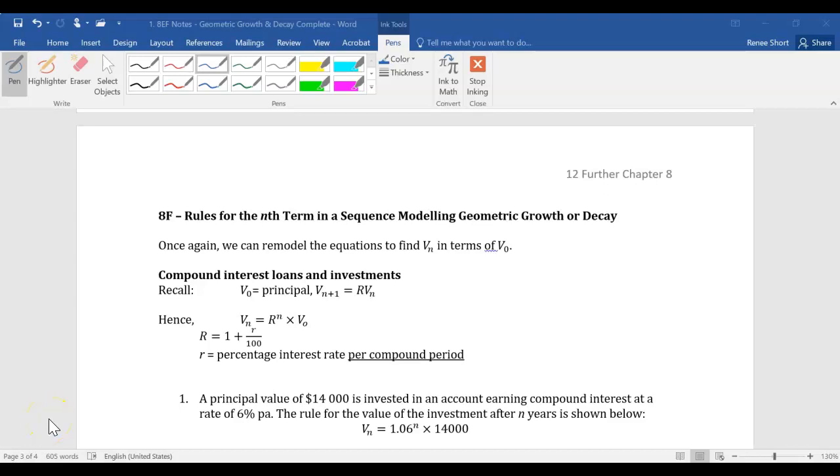Look at 8F, which is rules for the nth term in a sequence modeling geometric growth and decay. Now, recall from the last video on 8E, if we've got geometric growth, we're talking about compound interest, and decay then was that reducing balance depreciation, okay?